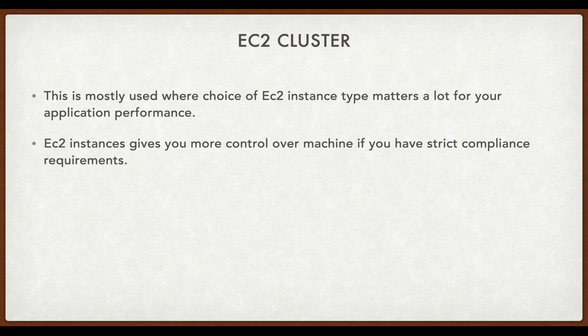An EC2 instance gives you more control over the machine because you actually have a server or hardware at your hand, and you can easily SSH into these machines if there is any issue. Another requirement is if you have strict compliance requirements. Sometimes the organization wants you to install some software applications that are required for compliance, and in that case you have no other option but to choose the EC2 cluster only.